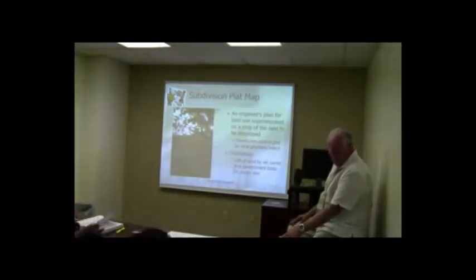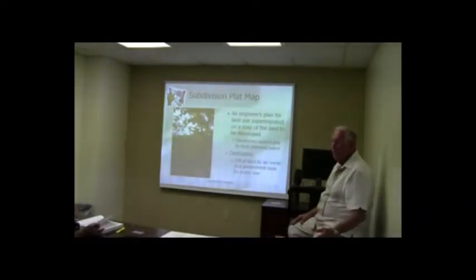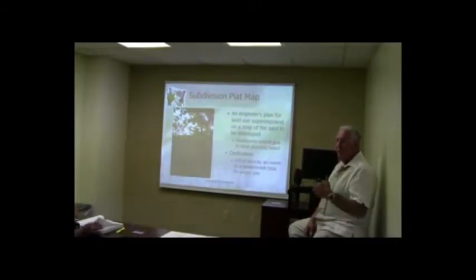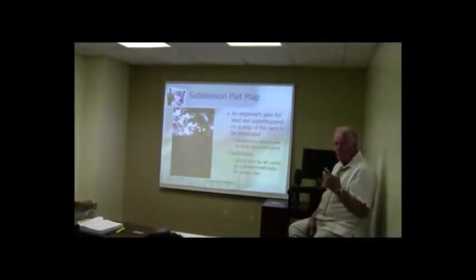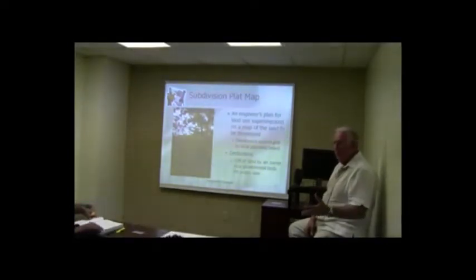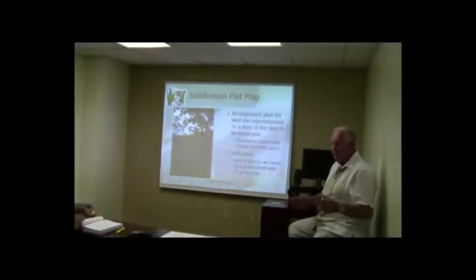When we talked about in the page before, the subdividing and development, one of the things that they have to do is put it on a plan, and they have to present it to the zoning board, and that's called the subdivision plat map. An engineer's plan for the land use superimposed on a map of the land to be developed. So it's somebody's actual plan of where the streets are going to be, what size the lots are going to be, what parks, everything.